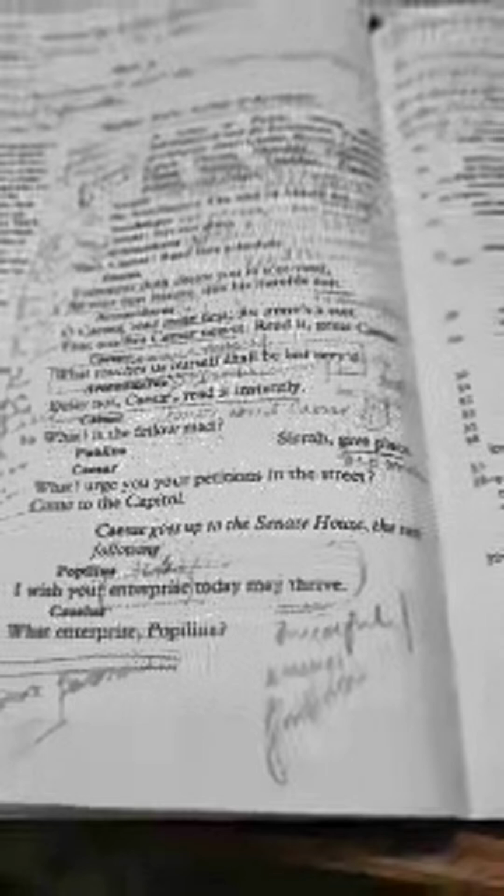I have written 2, but you write 1. That's of his first plea or first request that he's putting. Read mine first. And then the second one is when he's saying that, delay not Caesar, read it instantly. So there you can underline and write cares about Caesar, right? What is the fellow mad? Is the fellow crazy? Sirrah, give place. Give place means Publius saying step aside.